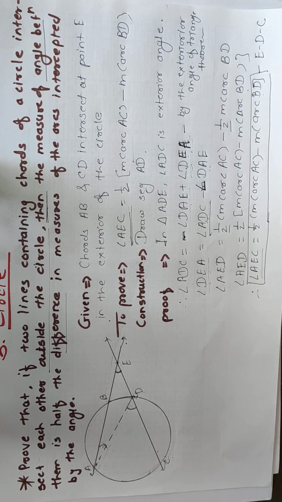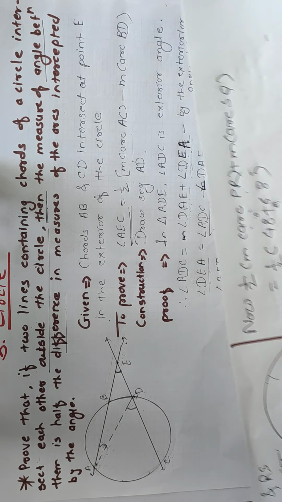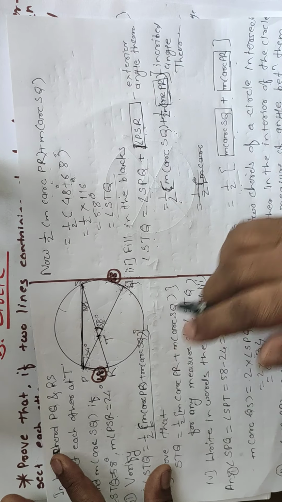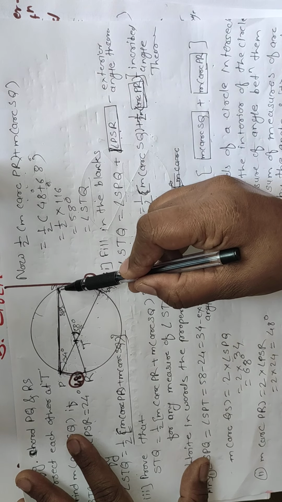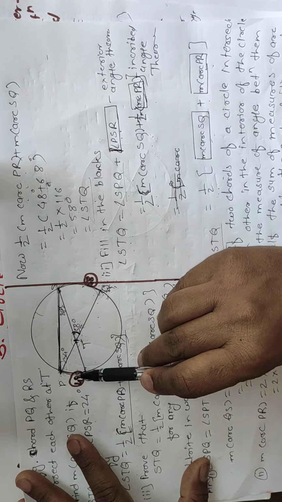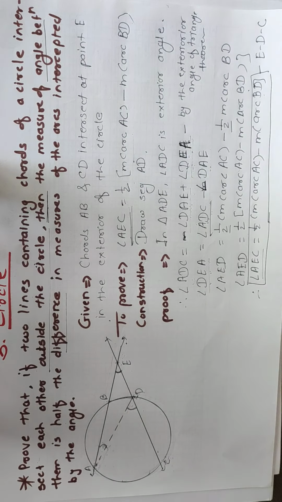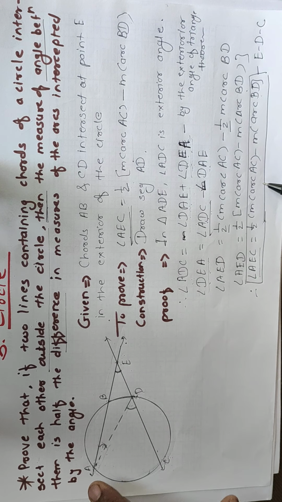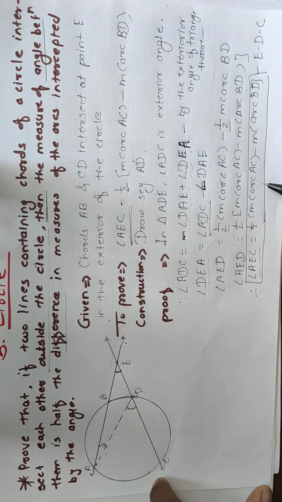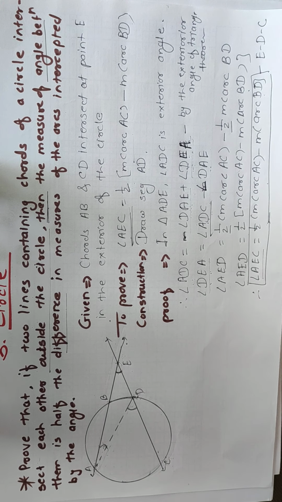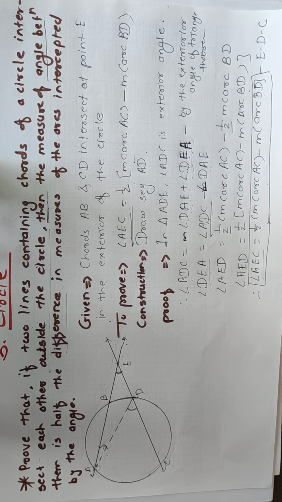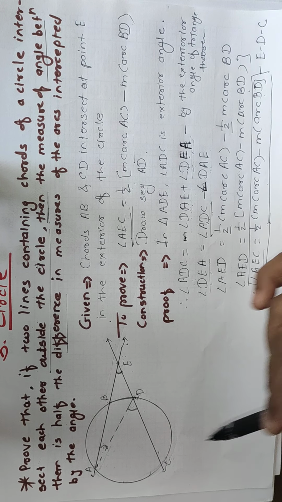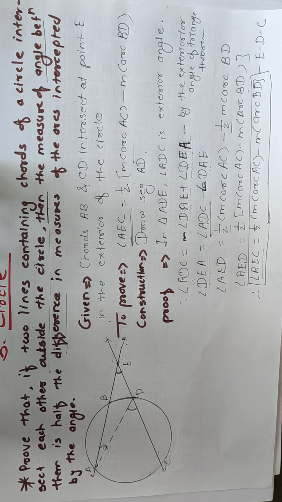The difference between the first and second is that if the chords intersect each other internally, then its measure is 1/2 the sum of the arcs intercepted by them. And if they intersect each other externally, then this angle is equal to 1/2 the difference between the arcs intercepted by these two chords. In this way we have to show chords intersecting externally, otherwise internally.